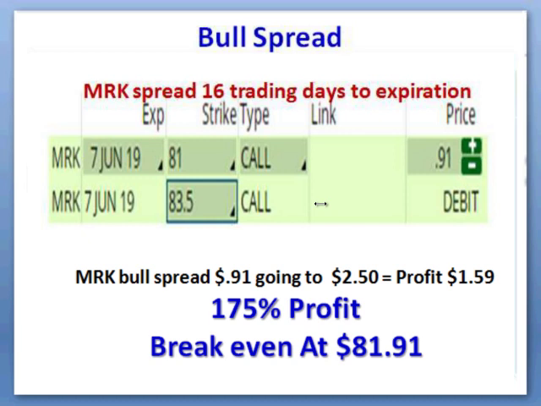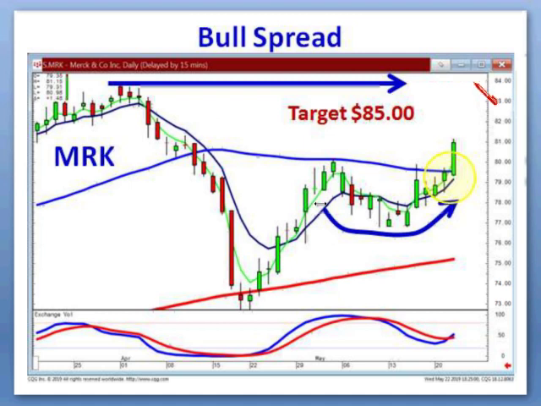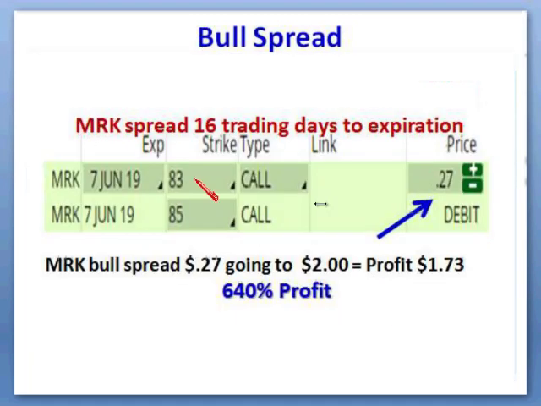Now, if I wanted to be a little bit more aggressive, maybe pick out something of 16 days to expiration and do an 83.85, because that was kind of what we were calculating, is that we could possibly get up here to $85. Maybe it would take, whatever I said, 2 weeks to get there. Well, maybe I go out and just buy the 83.85 spread for 27 cents.